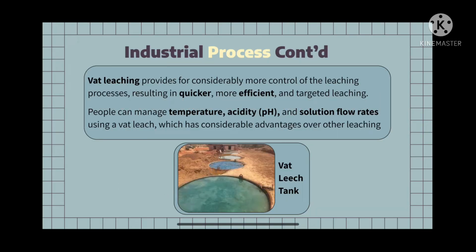A continuation of the industrial process. Industrial processes continued from the last slide. When compared to cyanidation leaching, vat leaching provides far more control over the leaching process, thus making it more favored in industrial processes. This results in quicker, more efficient, and targeted leaching. Managing temperature, acidity, aka the pH level, and solution flow rates using a vat leach gives a considerable number of benefits over cyanide leaching.